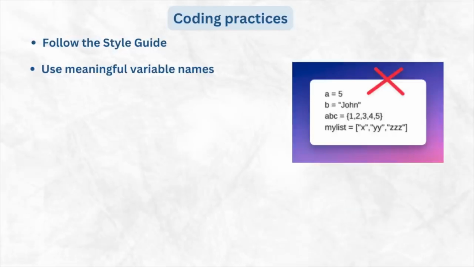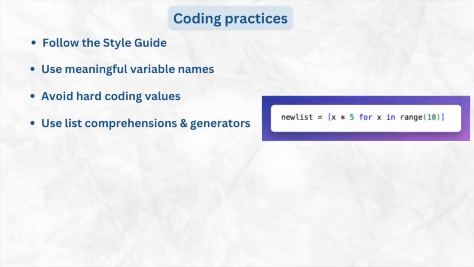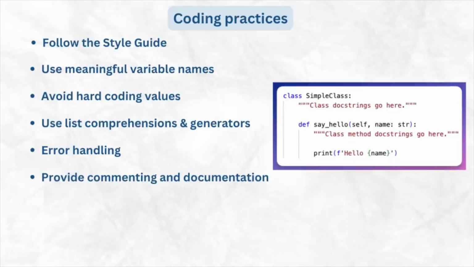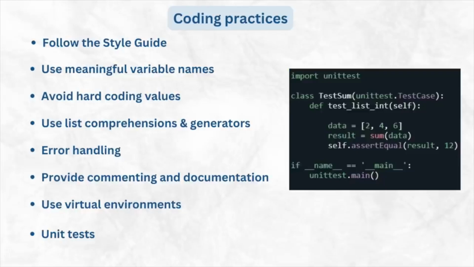Trust me, naming variables is one of the hardest things in programming. Avoid hard coding numbers in your code because no one would be able to understand what these numbers represent except yourself. Use list comprehensions and generators when necessary instead of using for loops. Also add error handling in your code. Provide commenting and documentation in your code. Use virtual environments to encapsulate packages for separate projects. If necessary, you also want to create unit tests for your functions.